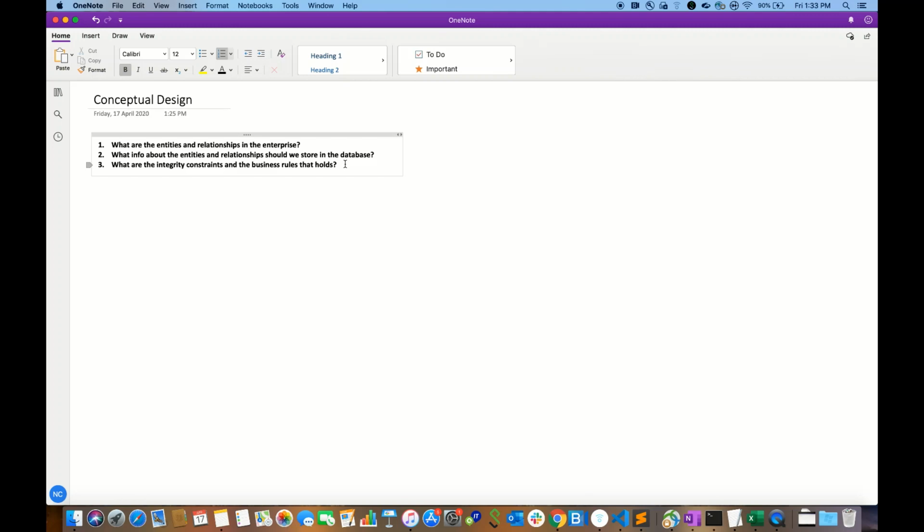So basically there are three types of design. The first being the conceptual design, second being the logical design, and third being the physical design. So let me repeat it once more.